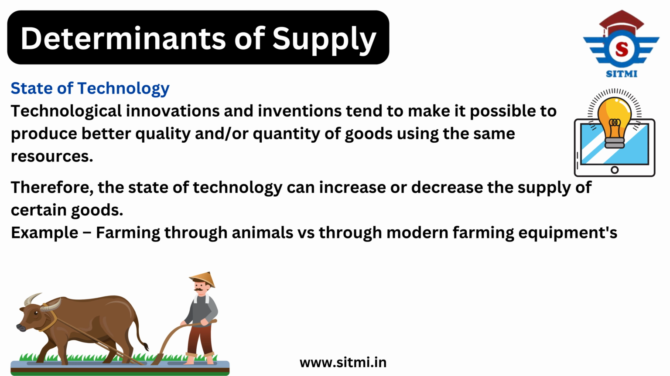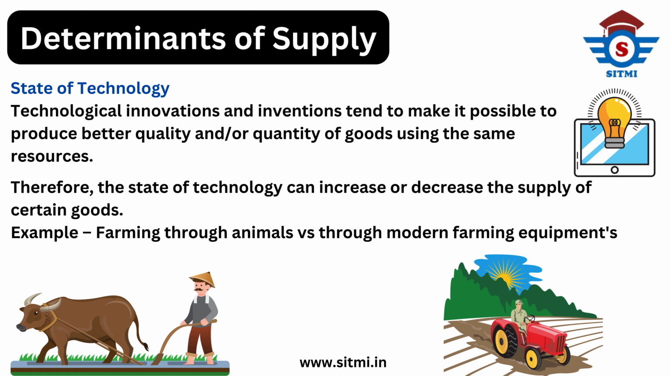Let's take an example. If a farmer does farming through farm animals, and another farmer does farming through modern farming equipment, then there will definitely be a difference between the quantity or quality that they are producing.